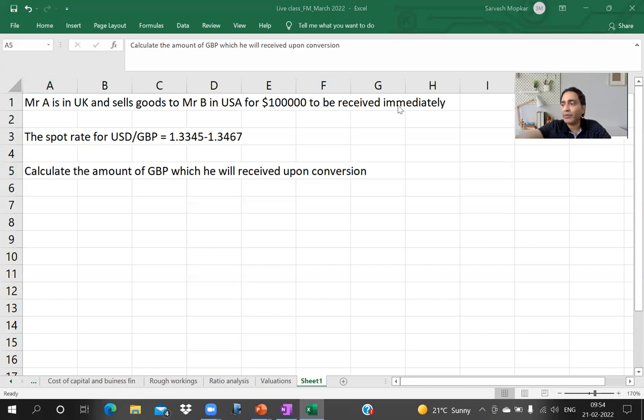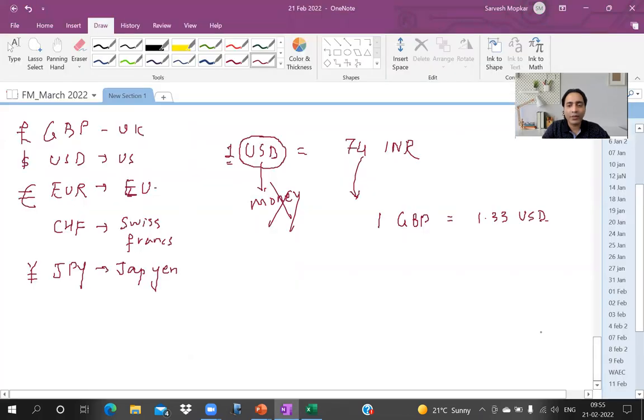Have you all understood the question? Please let me know. Clear? First, it is important to understand what exactly the question is asking. So Mr. A is in UK, sells goods to B in US. Forget about B now. Perspective is A. So A has sold goods to America and he's going to receive $100,000 immediately. Immediately is the important thing. So naturally, what is going to help me is the spot rate, because I'm going to convert it immediately, today, in the moment. And the rate in the moment is 1.3345 and 1.3467. Now, what do you understand by this? Understanding the quotation is very important.